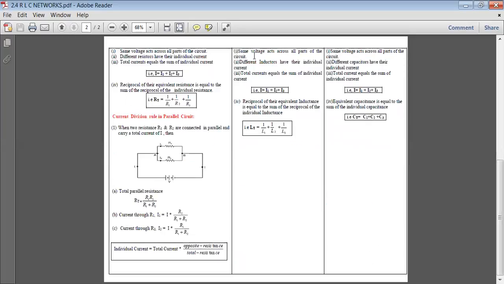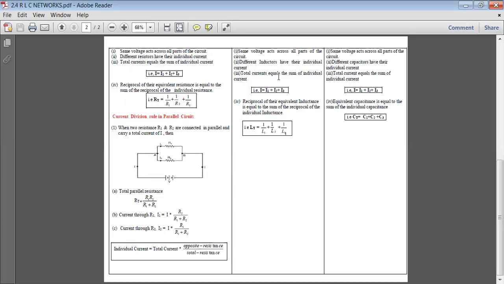Now come to the points. Same thing, compare with the resistance. The sentence will be the same. The same voltage acts across all parts of the circuit, meaning the same voltage in a parallel circuit always, whether it is resistance, inductance, capacitance, whatever it may be. If they are connected in parallel, the voltage will be the same.